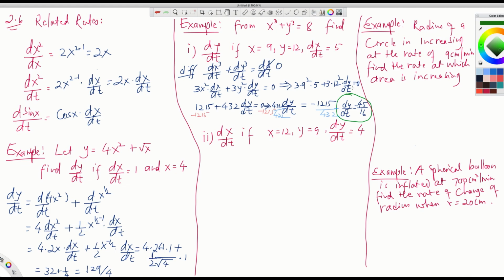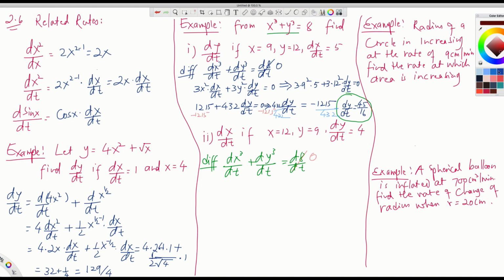All right. So similarly, you want to find dx over dt from this question. Okay, dx over dt, if x is 12 and y equals 9, dy over dt is given as 4. Let's do the same thing. So if you differentiate, what do you get? dx cubed over dt plus dy cubed over dt equals d8 over dt. Exactly the same thing, right? But this thing is basically 0, because the derivative of the constant is 0.